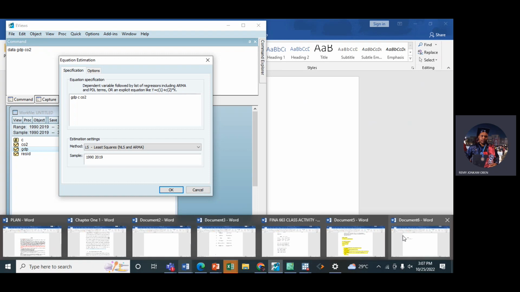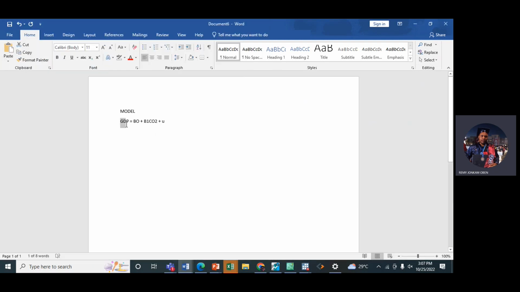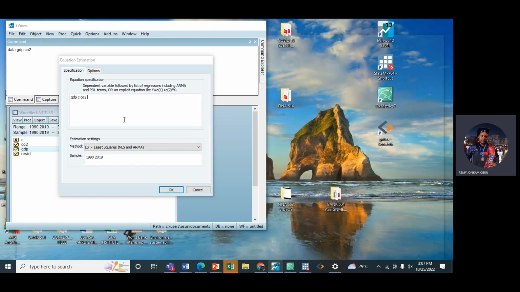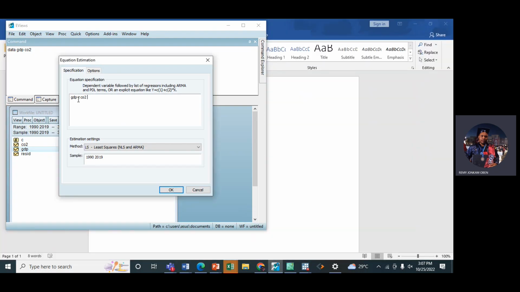Again, look at the model. The model is GDP, constant, carbon dioxide. So you first write the dependent variable, you write the constant, and then you write the independent variable. On EViews, that's what I've done. You write dependent variable GDP, you give a space, you write C. C stands for constant. When you write C, EViews understands that it is the constant. You give a space and you put carbon dioxide. You don't put any equal sign or any plus sign. You just write those three variables like that.